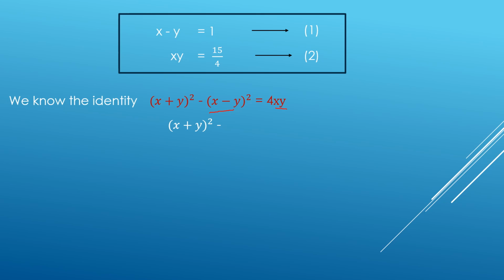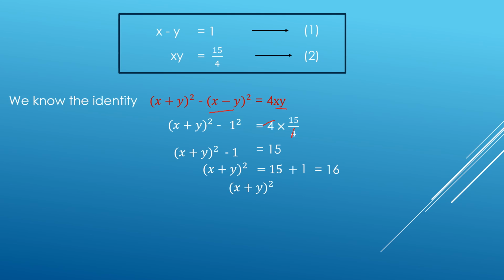There is no change for (x plus y) whole square. Good. Then (x minus y) whole square becomes 1 square, which is equal to 4 into xy, that is 4 into 15/4. So we can cancel this 4 and this 4. So what remains is (x plus y) whole square minus 1 equal to 15. Good. So what will be (x plus y) whole square? Correct. It's 15 plus 1, that is 16. So we got (x plus y) whole square equal to 16.